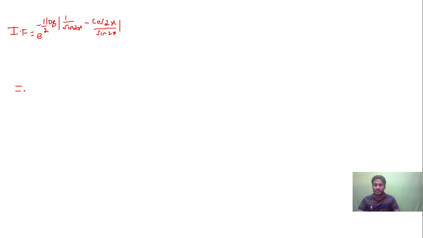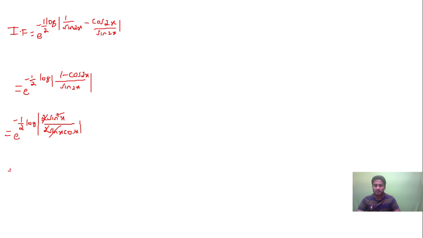So this is equal to e to the power of minus half, and then this is log of LCM is sin 2x. So the denominator is the same, numerators can be added or subtracted. So this is e to the power of minus half of log of 1 minus cos 2x, which is actually 2 sin square x. And sin 2x can be written as 2 sin x into cos x. So this 2 and 2 cancel, sin will cancel with the square. You get e to the power of minus half of log of tan x.